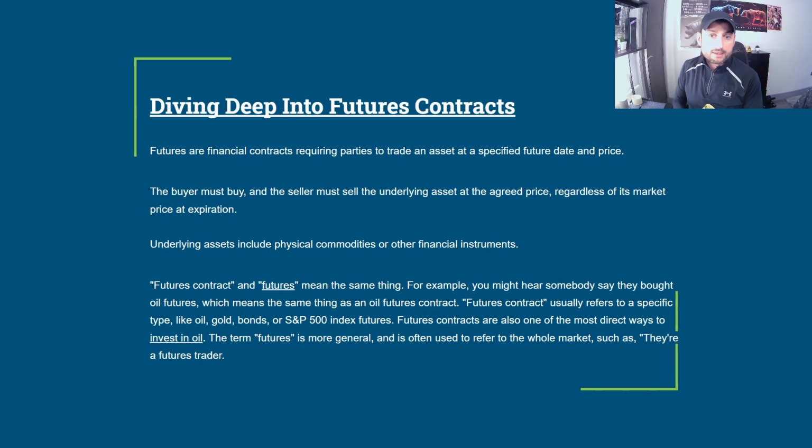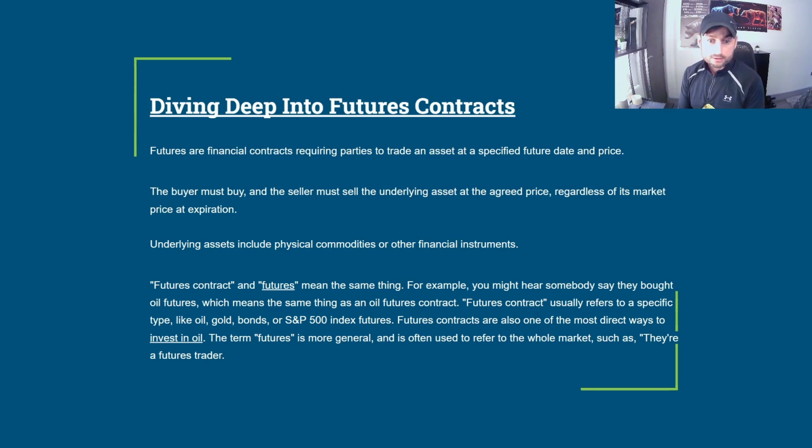Right, so we'll do a deep dive into futures contracts. So basically, futures are a financial contract requiring parties to trade an asset at a specific future time and date. So the buyer must buy and the seller must sell the underlying asset at an agreed price regardless of its market expiration. Underlying assets include physical commodities or financial instruments. So physical is gold, silver, wheat, grain, oil. Financial instruments would be like your S&P 500, so ES, NASDAQ, which is NQ.